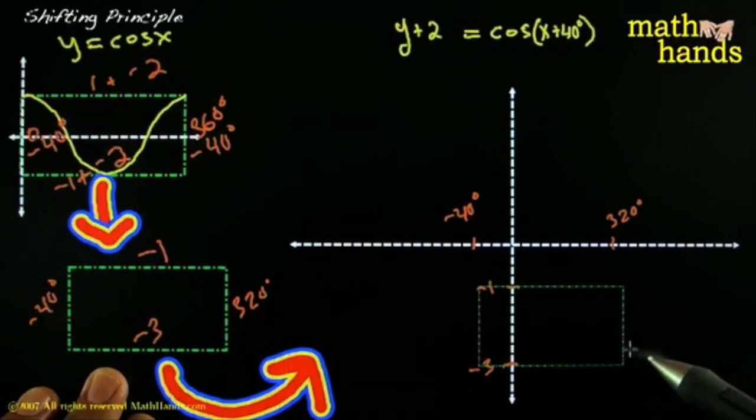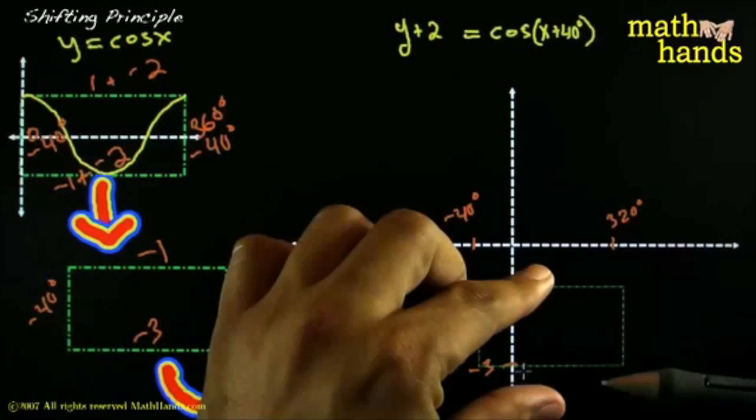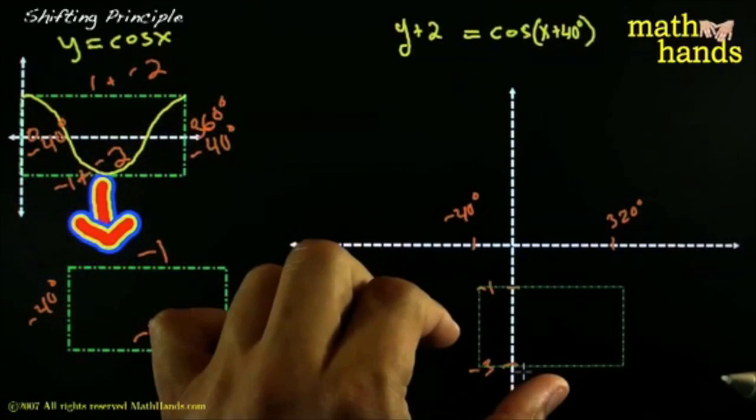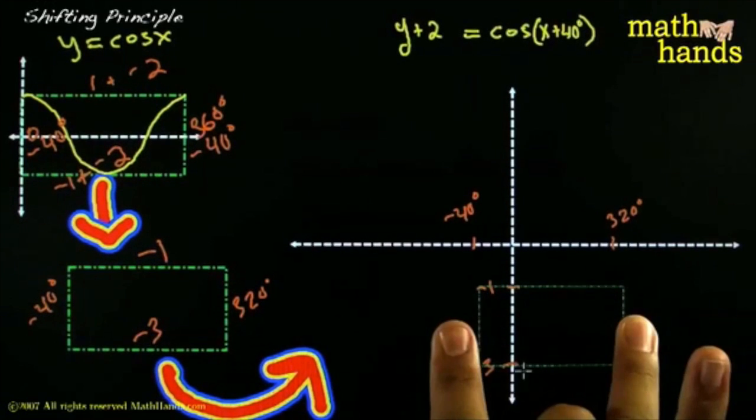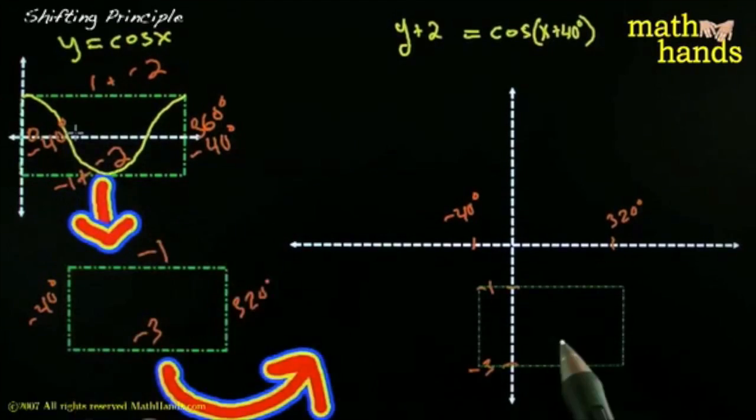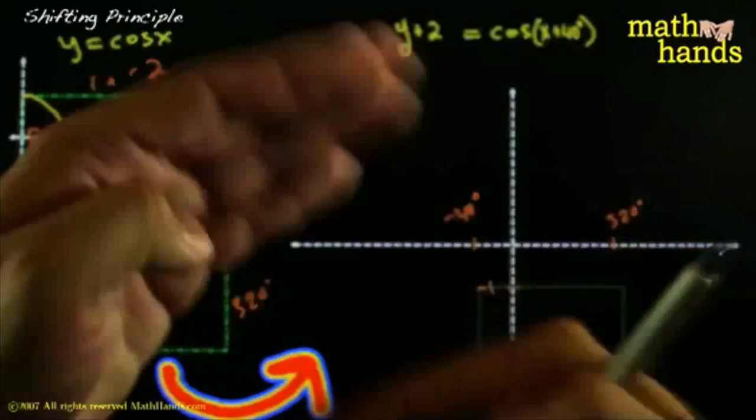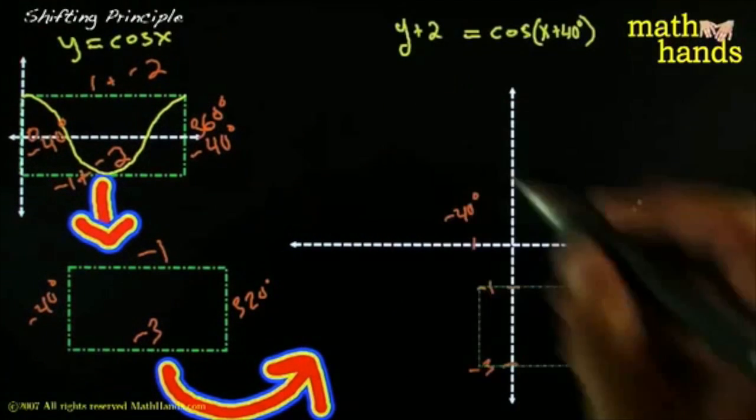Can you see it? Can you dig it? From negative 1 to negative 3, that's shifted down 2 spots. And from negative 40 to 320, that's shifted to the left. Let's shift it to the left 40 degrees. And now all I've got to do is fit the graph nicely in there as it appears there, since there's no flipping going on. I've got to fit it nicely into this box.